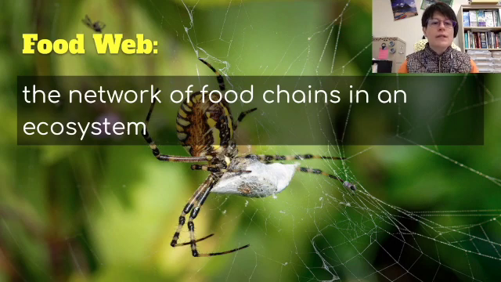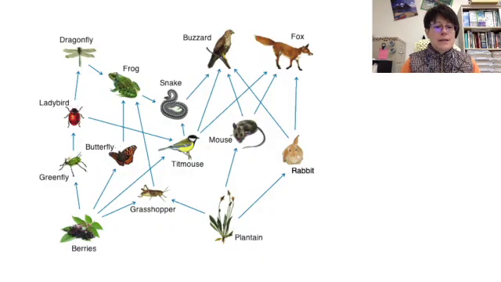So first of all, what is a food web? A food web is the network of food chains in an ecosystem. And we can see a small part of that right here, where we have a spider that has captured a fly, and it is going to wrap it in silk and eat that fly. So that is just part of a food web. There are many more interactions that take place, like here.